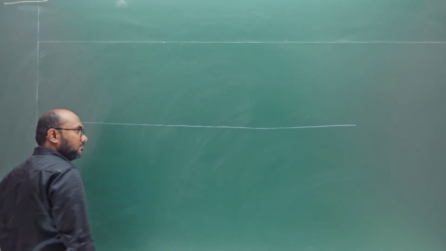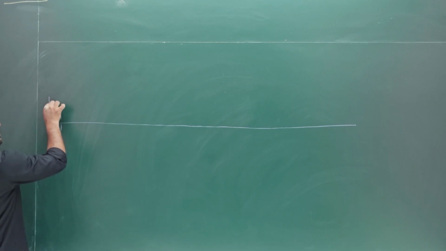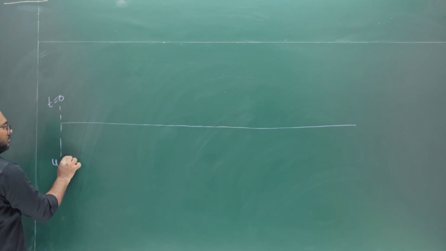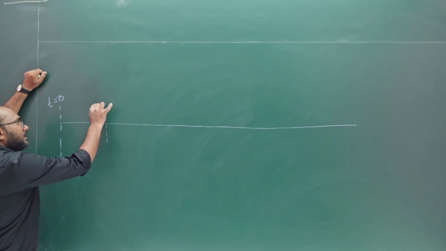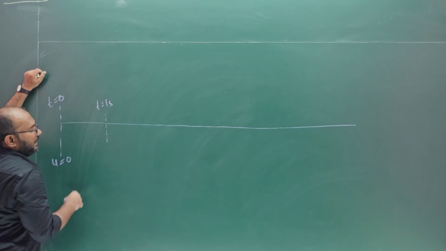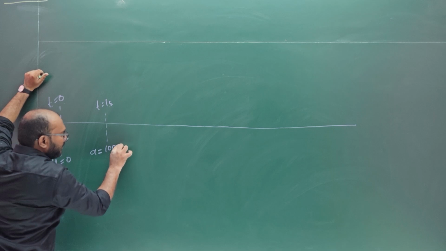Straight line. Body is moving towards positive x-axis. Let's say at t is equals to 0, u is also 0. After 1 second, at t is equals to 1 second, let's say I have an acceleration of 100 meter per square second.